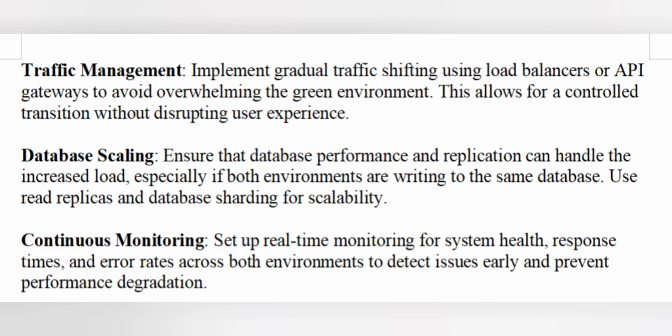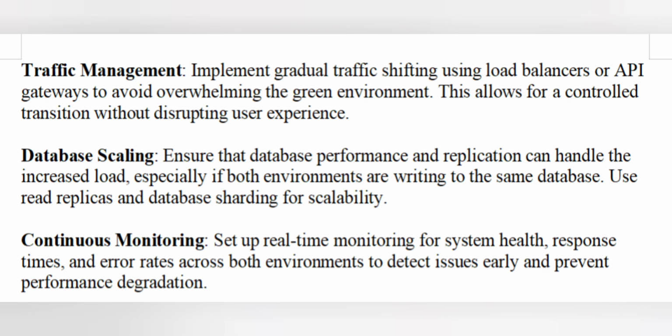The next point is traffic management. Implement gradual traffic shifting using load balancers or API gateways to avoid overwhelming the green environment. This allows for a controlled transition without disrupting the user experience. The next point would be database scaling. Ensure that database performance and replication can handle the increased load, especially if both the environments are writing to the same database. Use read replicas and database sharding for scalability.